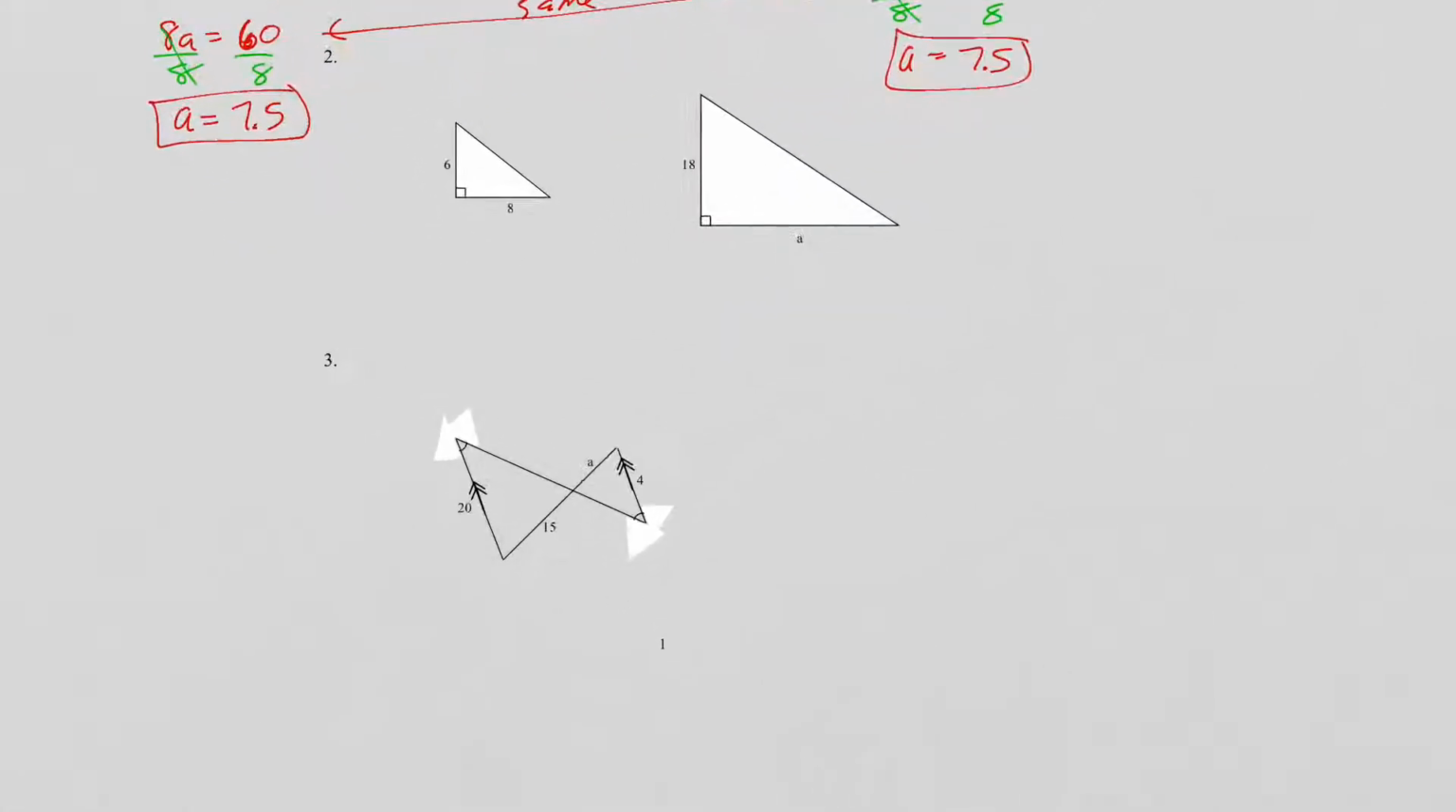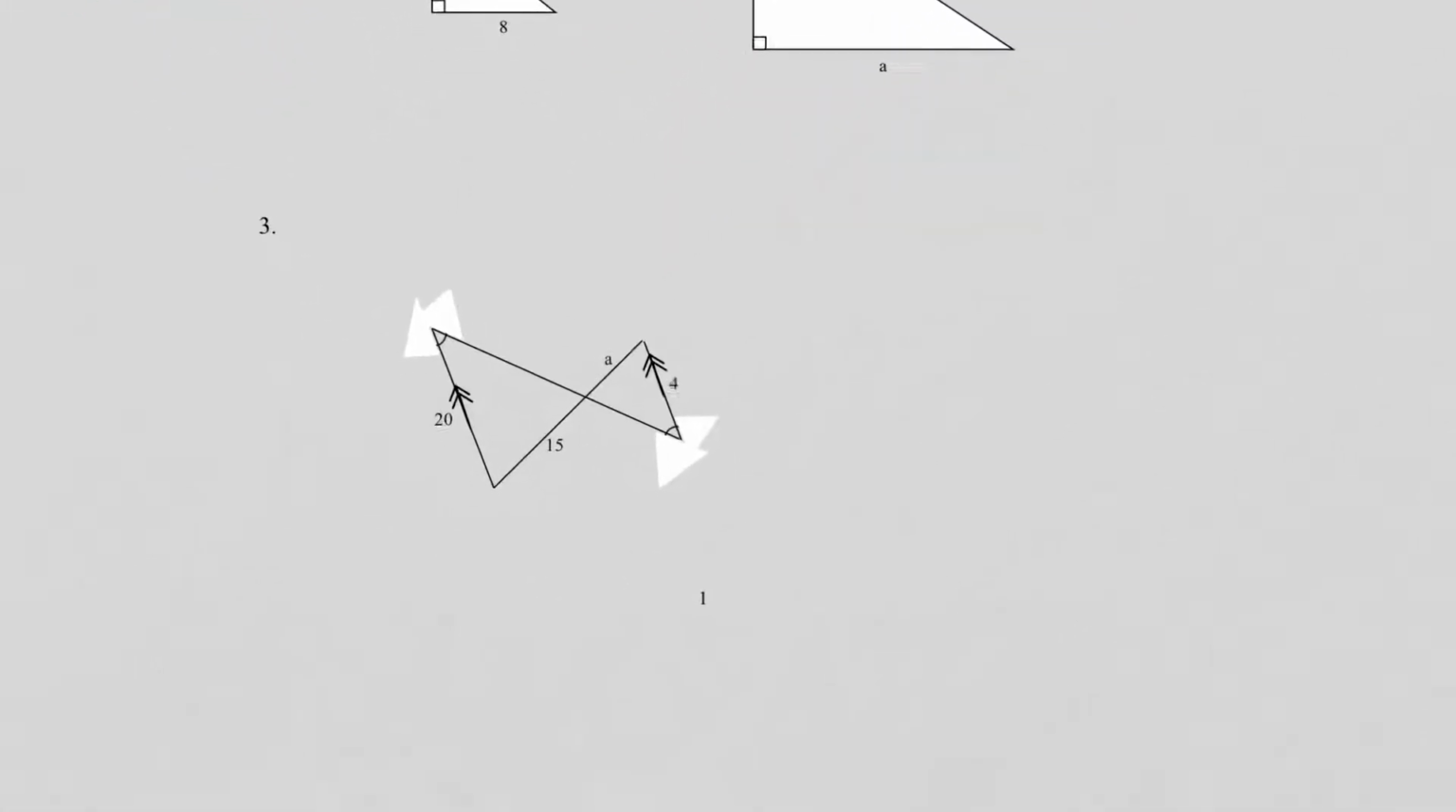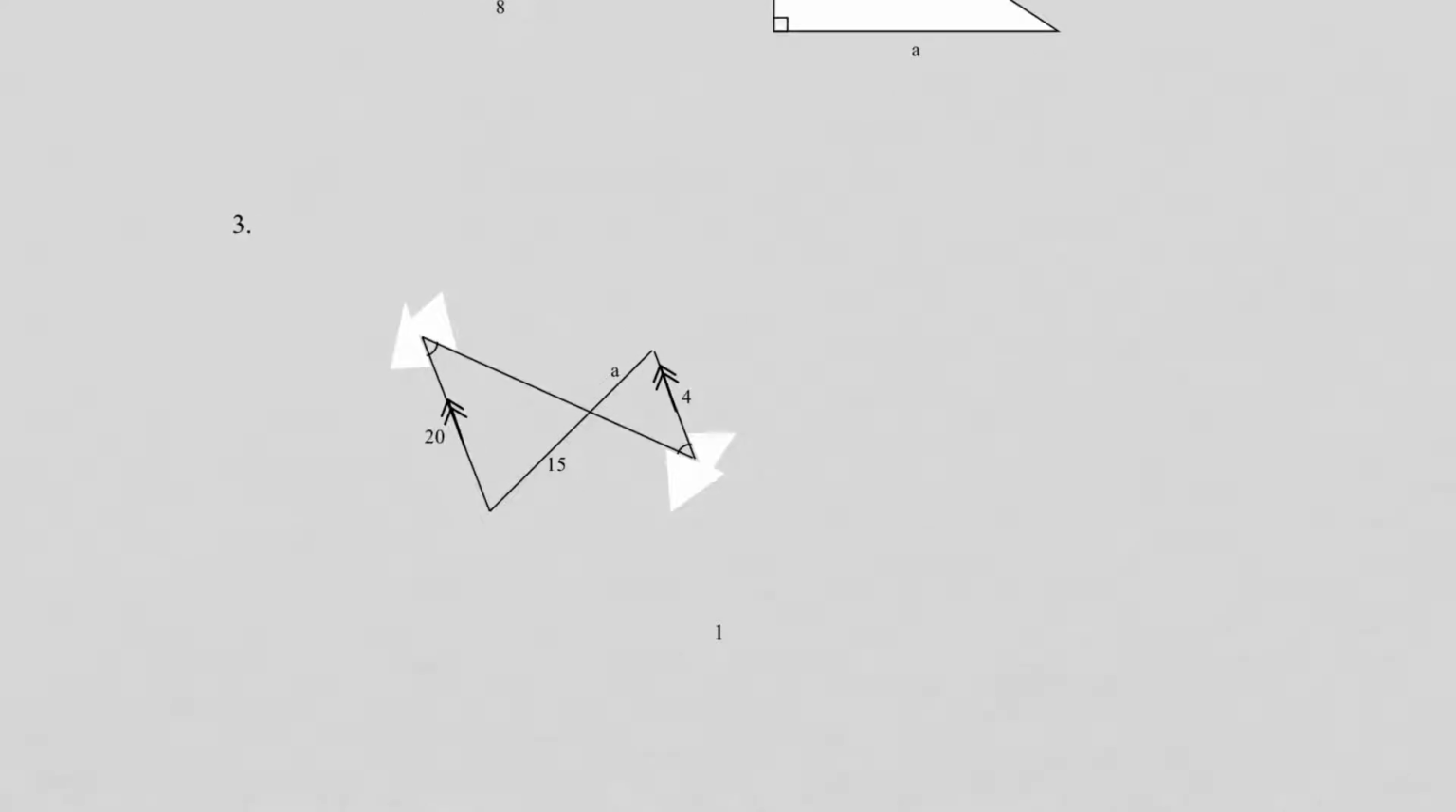Okay, so I'm going to do the next odd problem, and from now on I'm going to just stick to one method, and whatever I choose, that's what I'm going to write down. You're welcome to do it some other way.